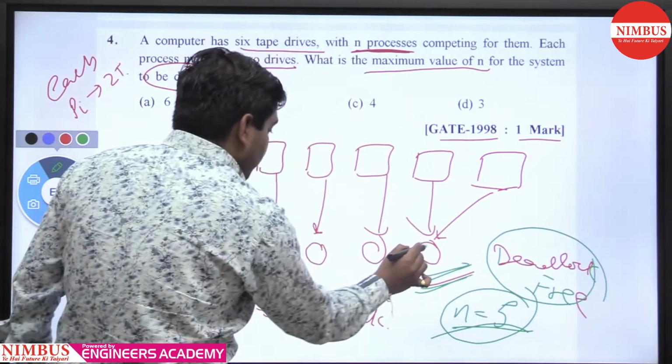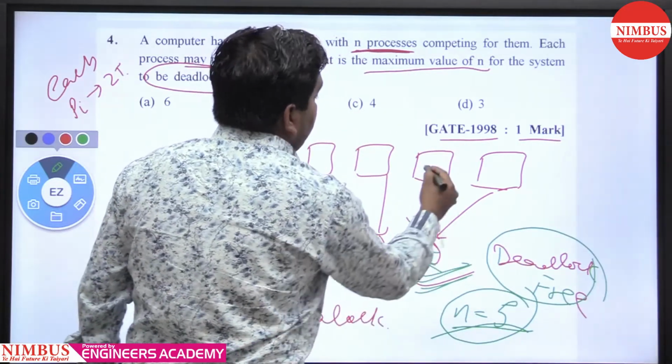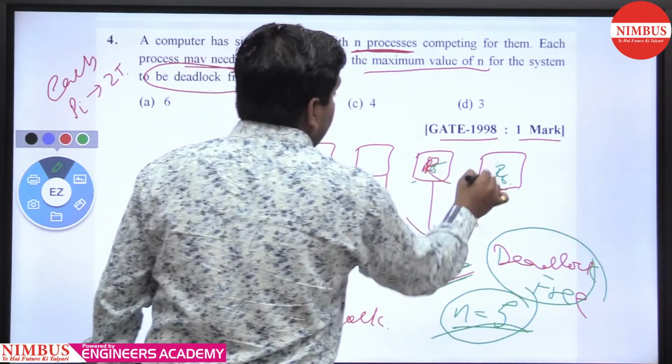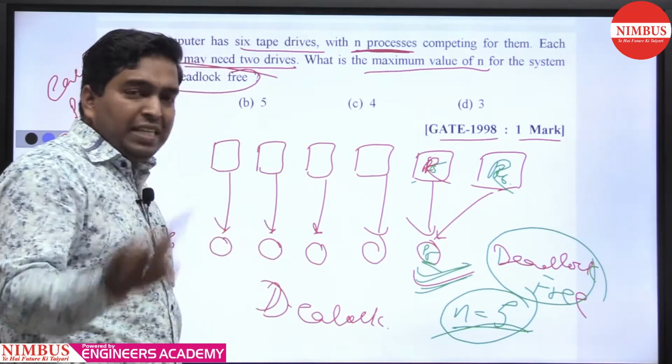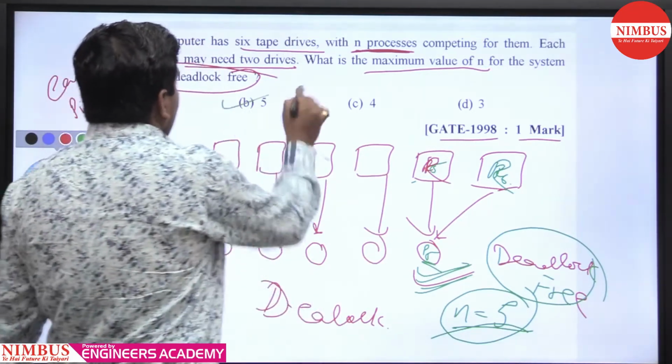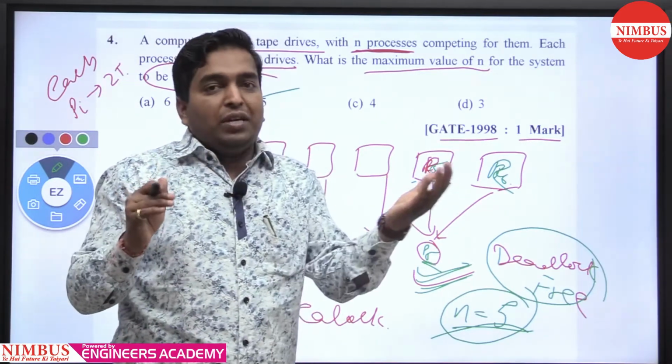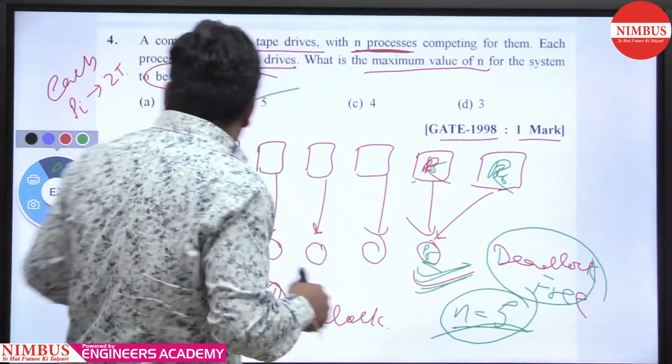When P5 finishes its execution, it will release its resources, and those resources are taken by the other processes to complete their execution. So the answer is 5. 5 is the maximum number of processes that ensures the system will never be in deadlock. Getting my point?